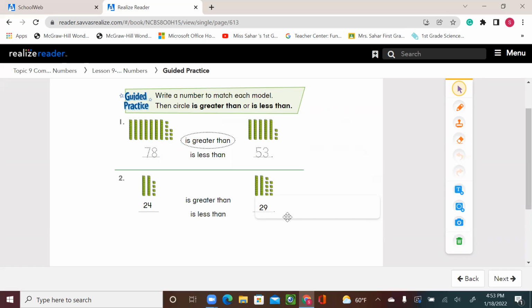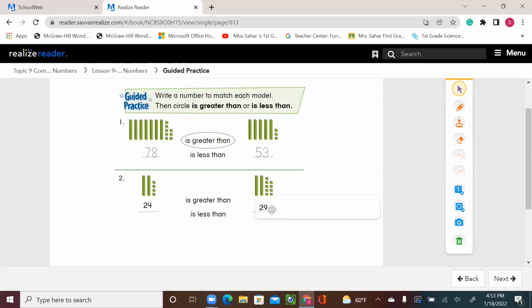Right? So now I'm gonna compare 24 to 29. I look at the tens. I see 2 tens in 24, and I see 2 tens in 29. That means the tens are the same. Now I'm looking at the ones. How many ones do I have in 24? I have 4 ones. And how many ones in 29?